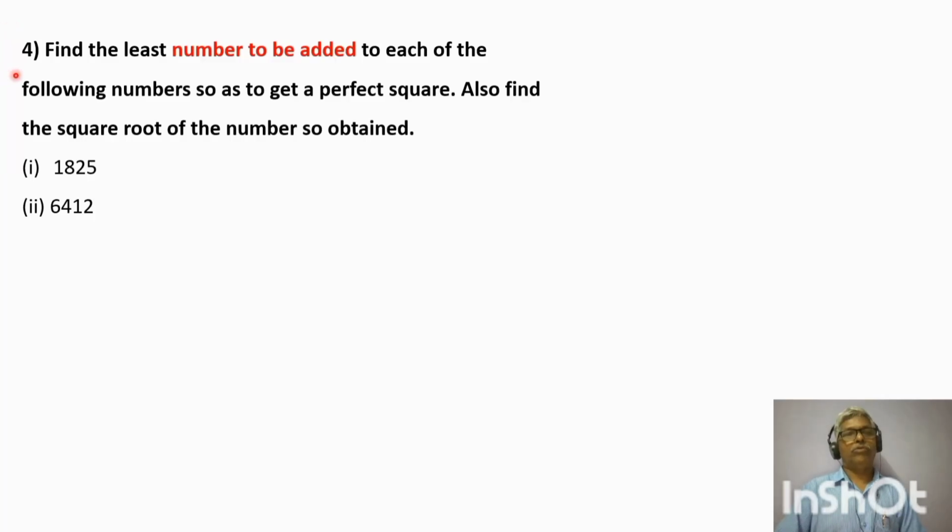Last one, fourth one, find the least number to be added. Remember, earlier it was least number to be subtracted, now it is added. Least number to be added to each of the following numbers so as to get a perfect square. Also find the square root of the number so obtained. The numbers are, first is 1825 and second is 6412. Okay, go ahead.